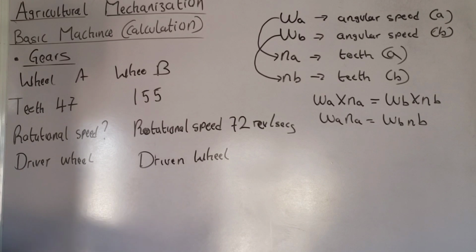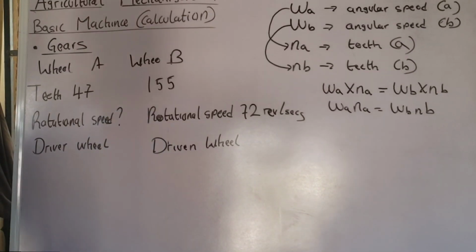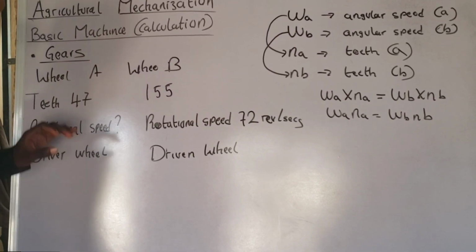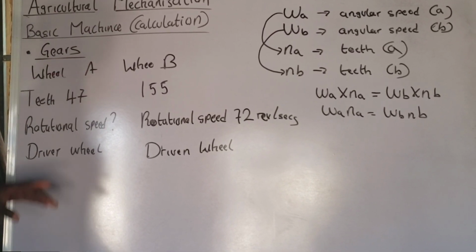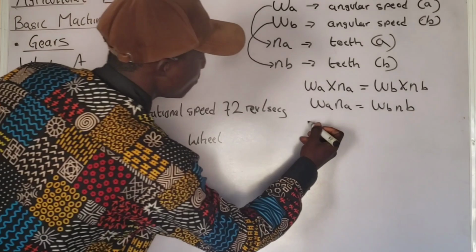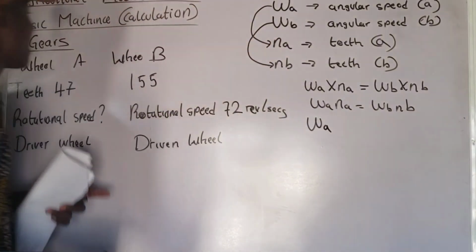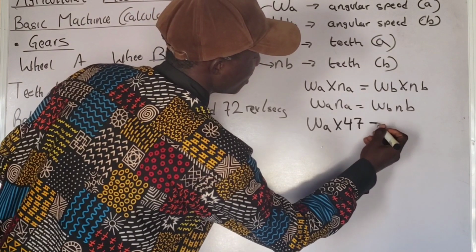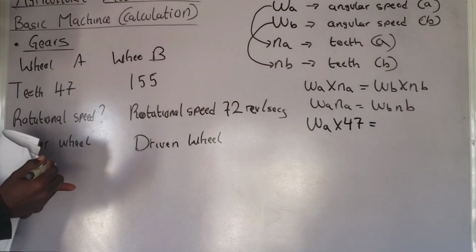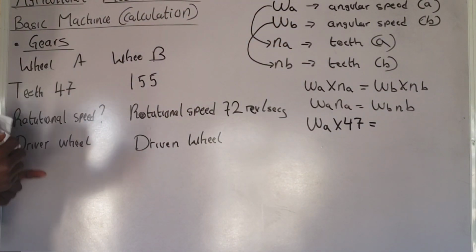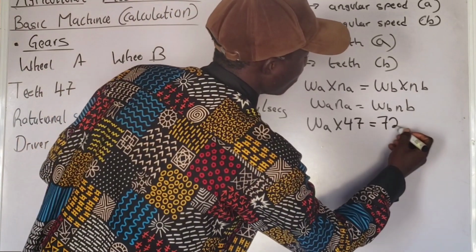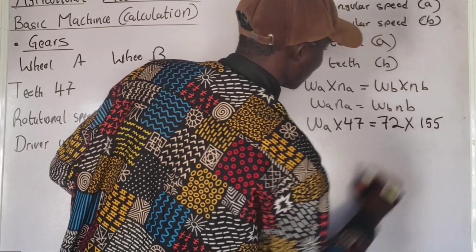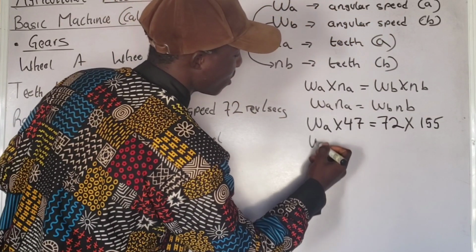You understand? So now, how do we determine the rotational speed of wheel A? That is very simple. We know the number of teeth of wheel A. So the rotational speed of wheel A will be what? WA multiplied by the number of teeth of wheel A, that is 47, equals WB, which is the rotational speed of wheel B, that is the angular velocity of wheel B, that is 72, multiplied by the number of teeth of wheel B, that is 155. You understand?